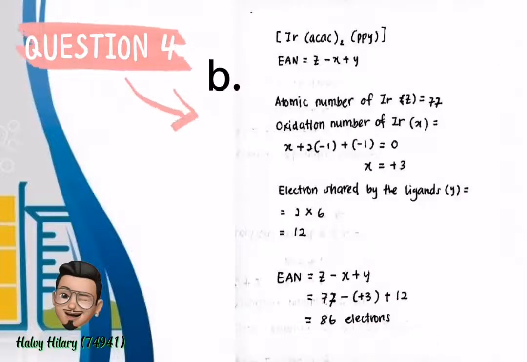Same goes for question 4b. We use the same formula, which is EAN equals Z minus X plus Y. The atomic number of the metal center atom here is 77, and the oxidation number of the metal center atom is +3. The electrons shared by the ligands is 2 multiplied by 6, equal to 12. So the effective atomic number for this complex is 77 minus 3 plus 12, equals 86 electrons.